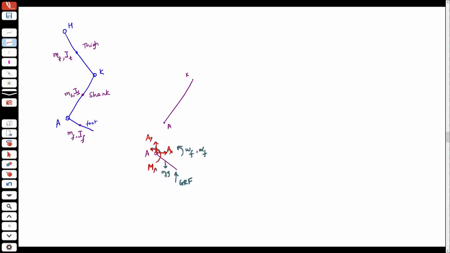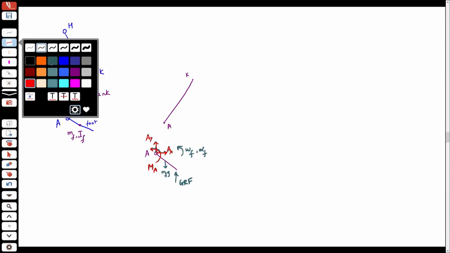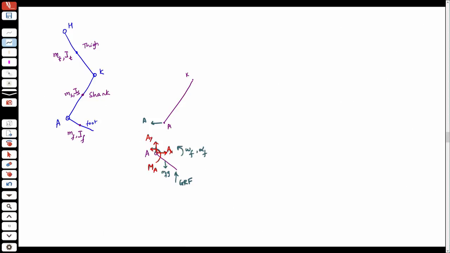Once I do it for this, now Ax, Ay and Ma are known. So, I go to this one, now I have Ax opposite to what I had on the angle, Newton's third law. So, then I have Ay, and Ma is now in this direction. These are now known. Then I have Ms, G. I may have some omega S, alpha S for the shank, the known kinematics.